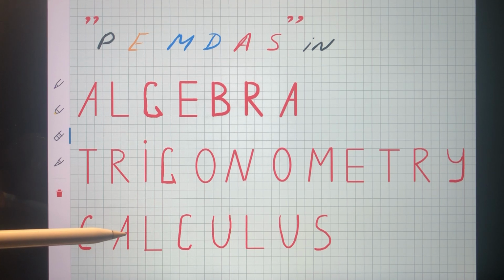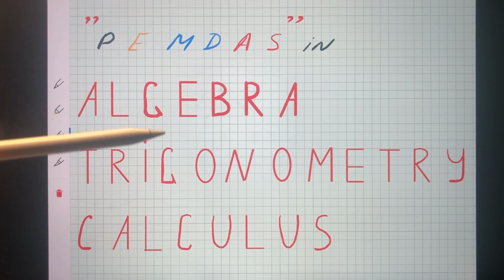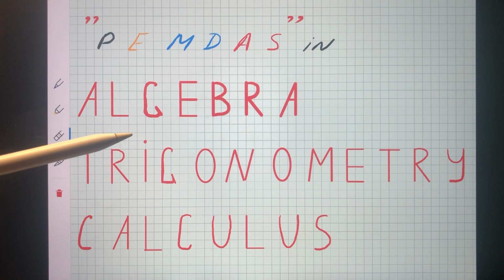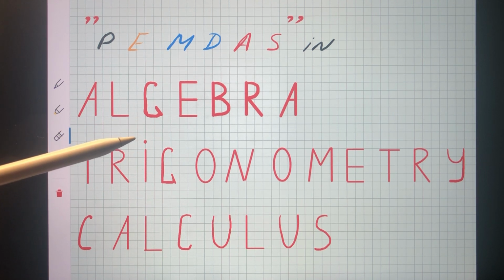So let's briefly look at each one of these classes and see which functions can be undone by which other functions. So which ones are the functions and which inverse functions go with them. So let's have a look.